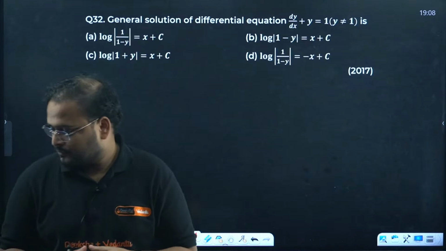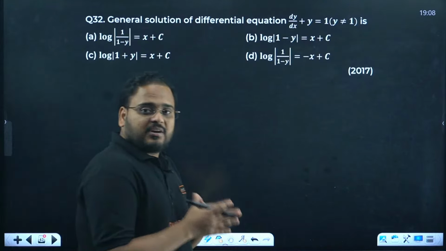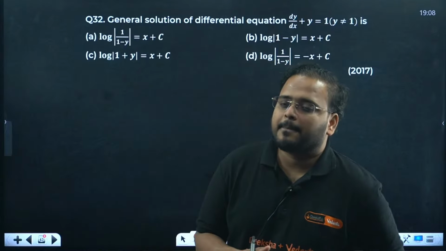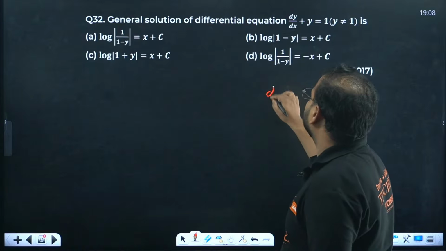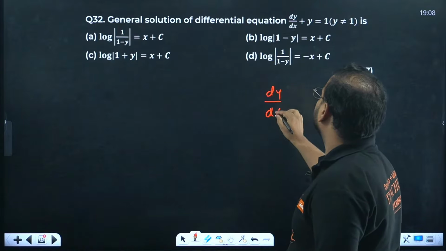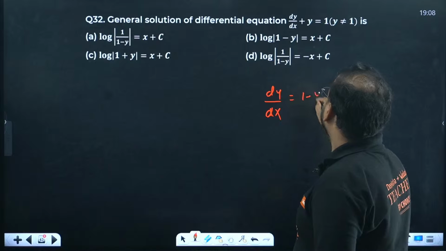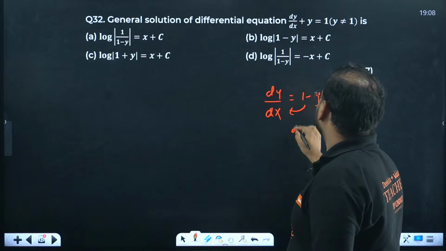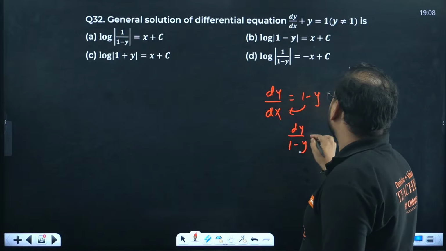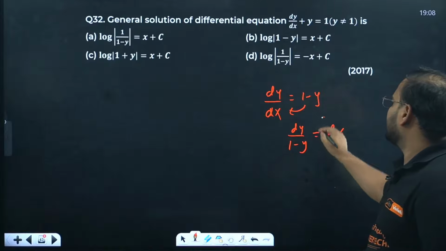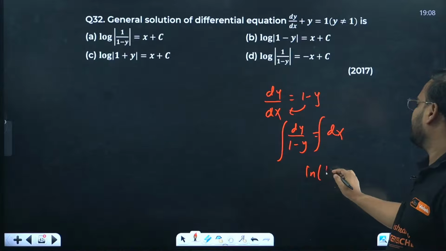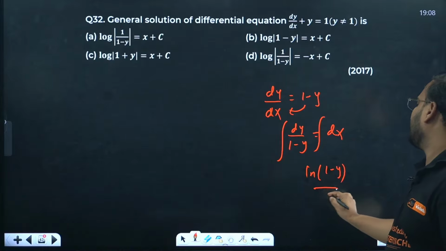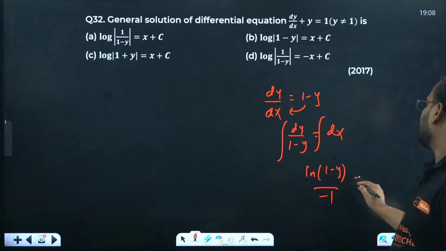32. General solution for the given differential equation, dy by dx. This is an easy one, by the way. 1 minus y, move on this side. So dy upon 1 minus y equals dx, variable separable method. So ln of 1 minus y divided by minus 1 equals x plus c.